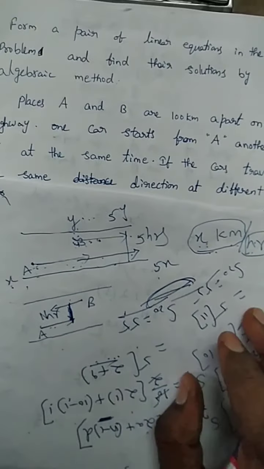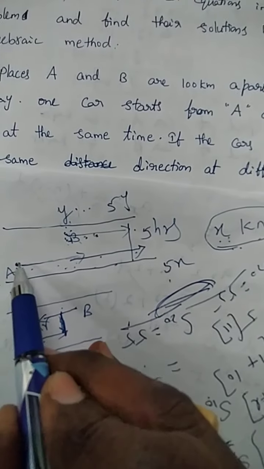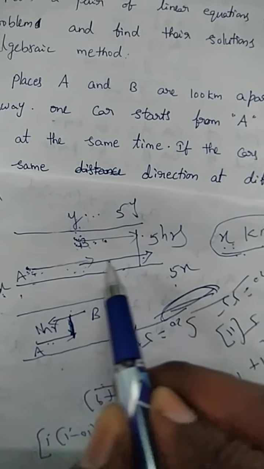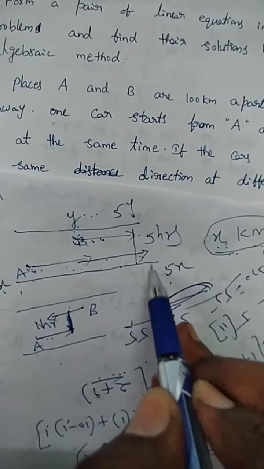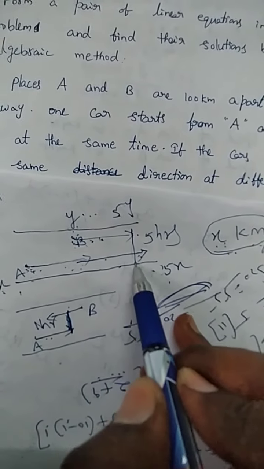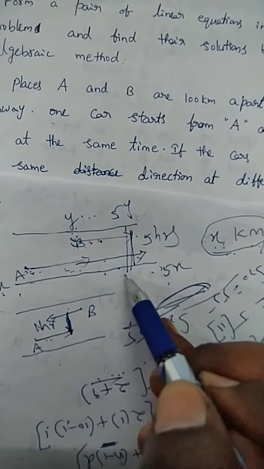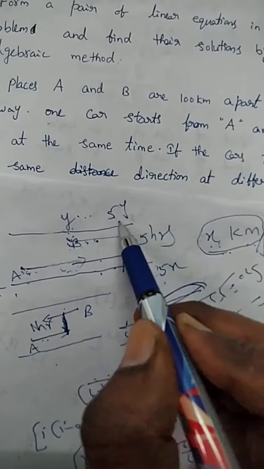After that they meet. What is the distance between car A and car B? 100 kilometers. So it travels 5x kilometers, and it travels 5y kilometers. Then the difference between them is where they meet. What is the difference of the journeys of car A and car B? It is 5x minus 5y.